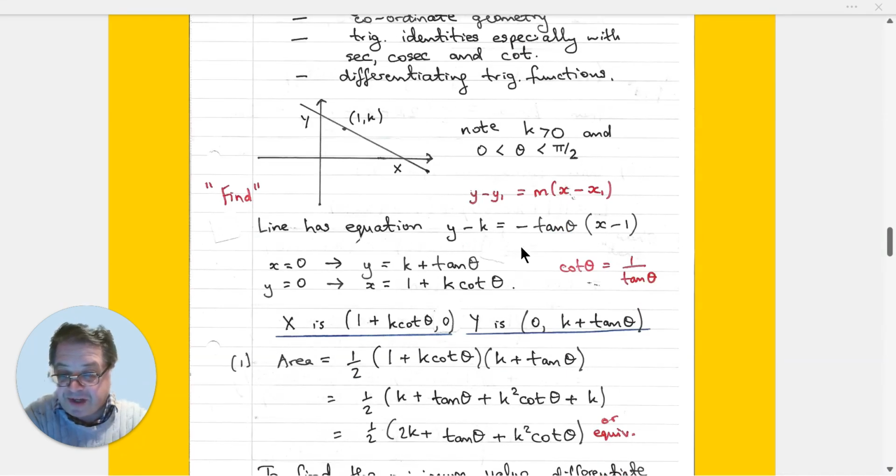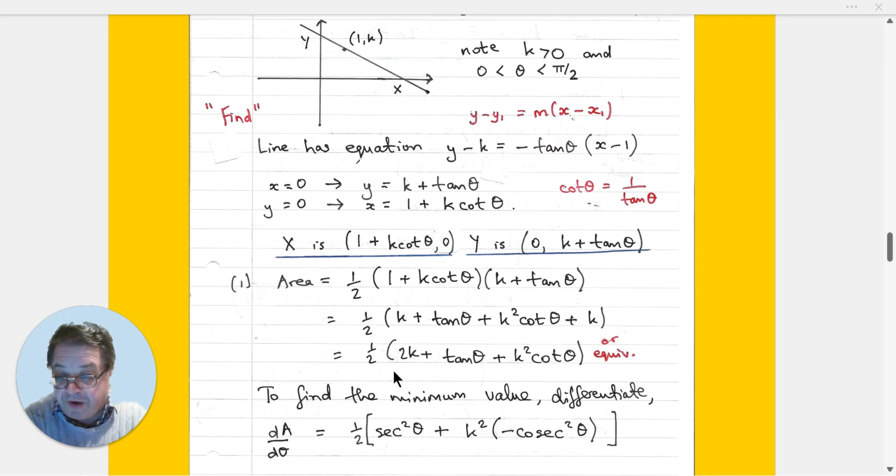So the next part of the question asks us to find a formula, an expression, for the area of the triangle OXY, where O is the origin. So using a half base height, we get a half (1 plus k cot theta) times (k plus tan theta). That will get us the mark. A simplified form might be useful for the next part of the question. So multiplying out the brackets, we get a half (2k plus tan theta plus k squared cot theta).